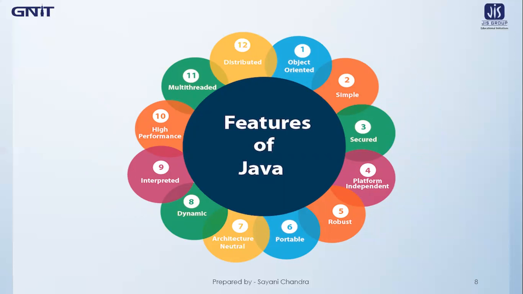Now, in case of Java, there are three things that are being used in order to make Java secured: class loader, bytecode verifier, and security manager. Class loader in Java is a part of the Java Runtime Environment or JRE, which is used to load Java classes into the Java virtual machine dynamically. It adds security by separating the package for the classes of the local file system from those that are imported from network sources. The next one is bytecode verifier.